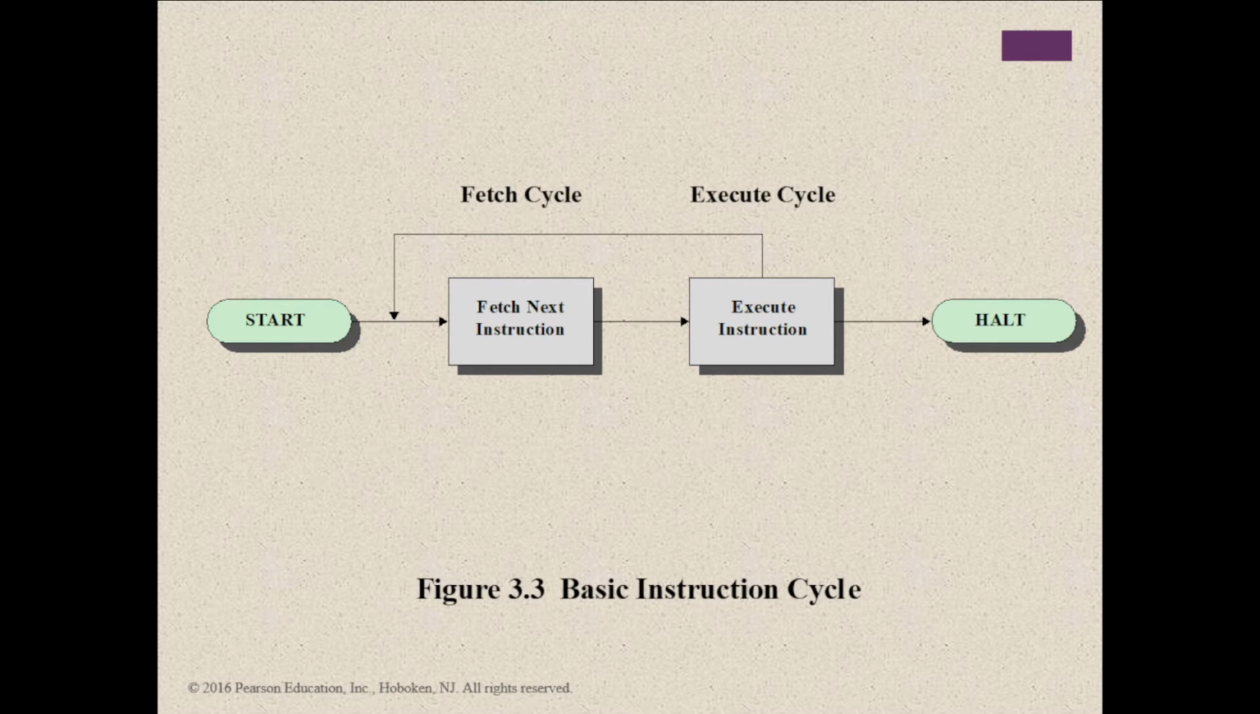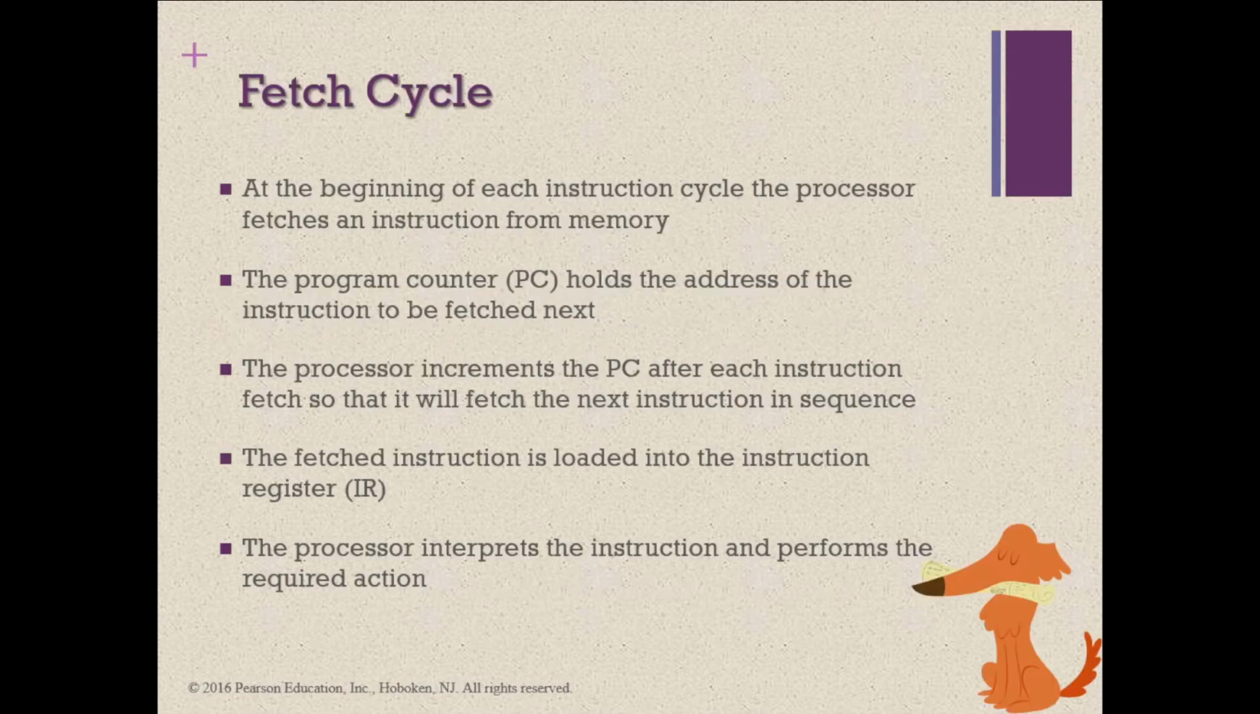Okay, so we're going to talk about these two parts of the instruction cycle. First is the fetch cycle. At the beginning of each instruction cycle, the processor fetches an instruction from memory. In a typical processor, a register called the program counter, or the PC, holds the address of the instruction to be fetched next. Unless told otherwise, the processor always increments the PC after each instruction fetch so that it will fetch the next instruction in sequence, such as the instruction located at the next higher memory address.